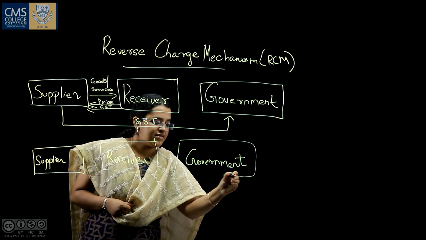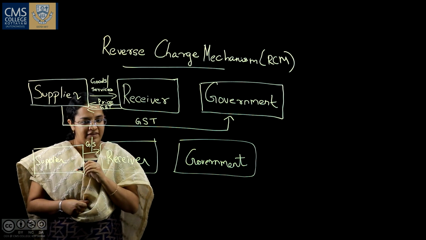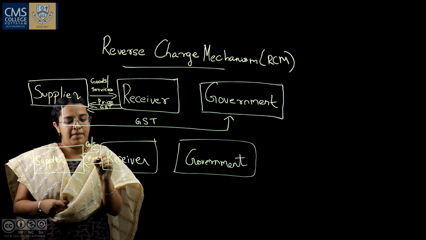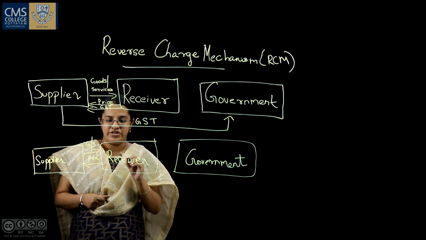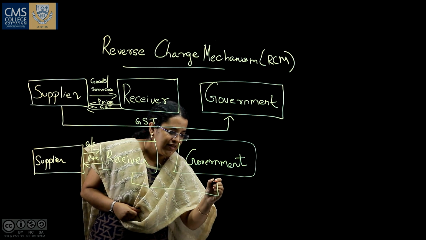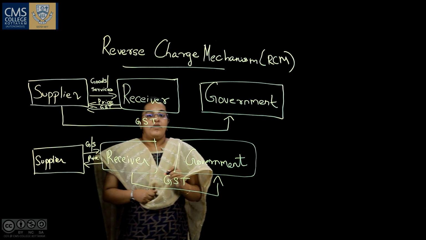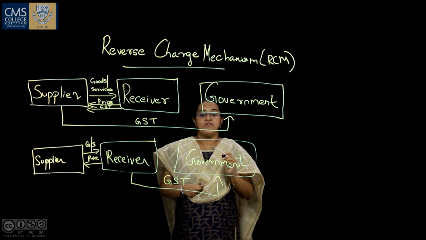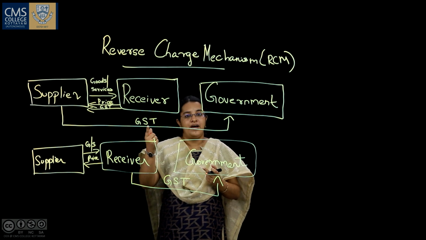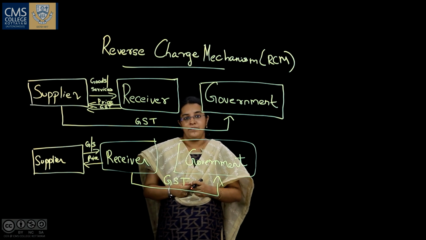The first step remains the same, wherein the supplier provides goods or services to the receiver. The receiver then pays the price, but the price does not include the GST component. In fact, the receiver pays the GST amount directly to the government. Now this is what reverse charge mechanism is all about. The chargeability gets reversed. Instead of the supplier paying GST to the government, the receiver pays GST to the government.